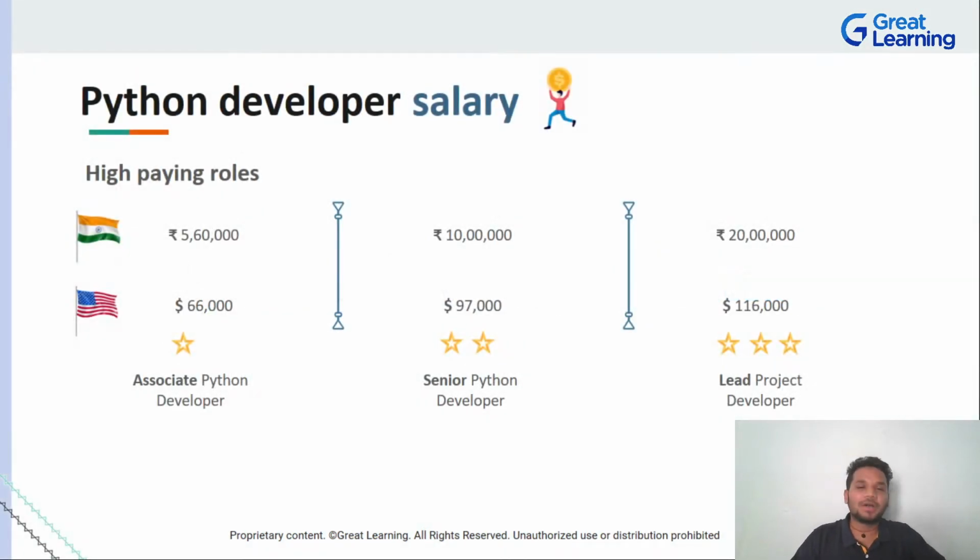Perfect. Now guys, to talk about the actual salary, take a look at the numbers on your screen right now. For an associate Python developer, as in a person who will be beginning his or her career, you can expect an average salary of somewhere around 6 lakhs per annum in India and $66,000 in the USA. Now, this number is not one hardcore number that says you will only get this much. I know associate Python developers who have an average salary of 12 and 13 lakhs per annum. This depends on how skilled you are.